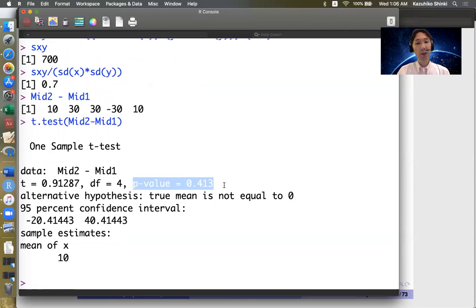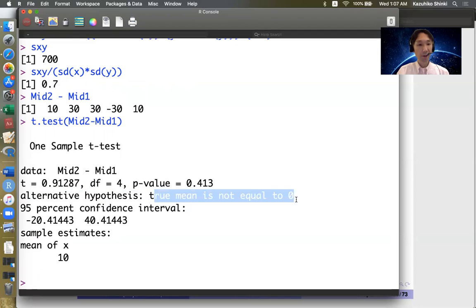Then the p-value is 0.413. So this is more than 0.05, which means it's not statistically significant. The mean of midterm 2 minus midterm 1 is not significantly different from 0 at the 5% significance level. Okay, so this is larger than 5%, so not significant. Also, it has some other information, such as the alternative hypothesis: the mean is not equal to 0, so it is a two-sided test.